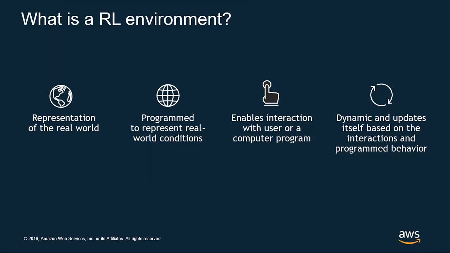And we'll also dive into some examples. The new concept here that we are working with in RL is an RL environment. An environment is simply a representation of the real world. It's pre-programmed to represent real-world conditions and mimic the interactions that a user or a computer program would have. And it's dynamic, and it can update itself based on its program behavior.